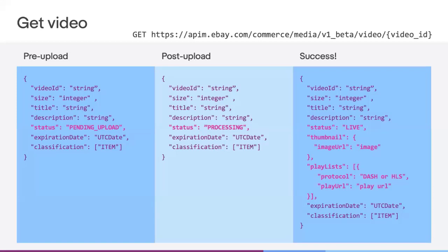We will also look at these responses when we do the demo, but just to point out that this thumbnail is essentially the image URL that we capture from the video. It's the first frame of the video that we capture. At this point, we do not have the capability to provide custom thumbnails for your videos. The next would be playlists. This is an array. The reason it's an array is because we support multiple protocols, Dash and HLS.